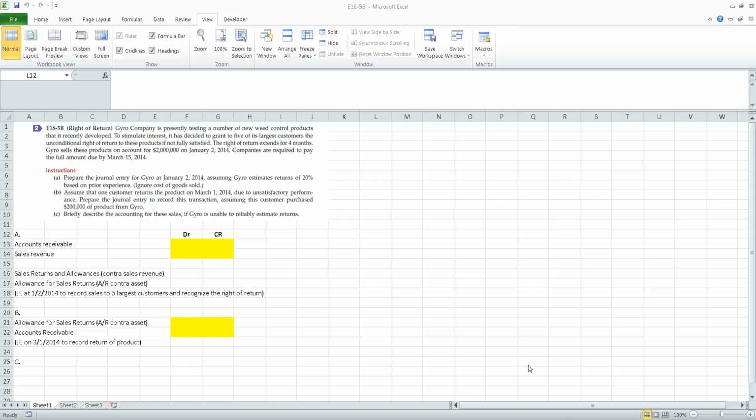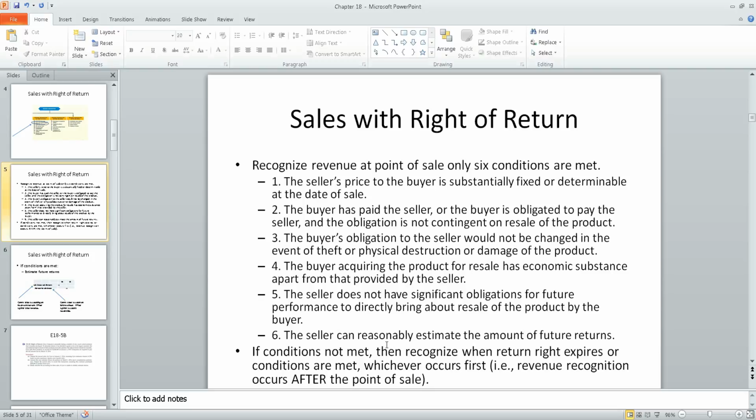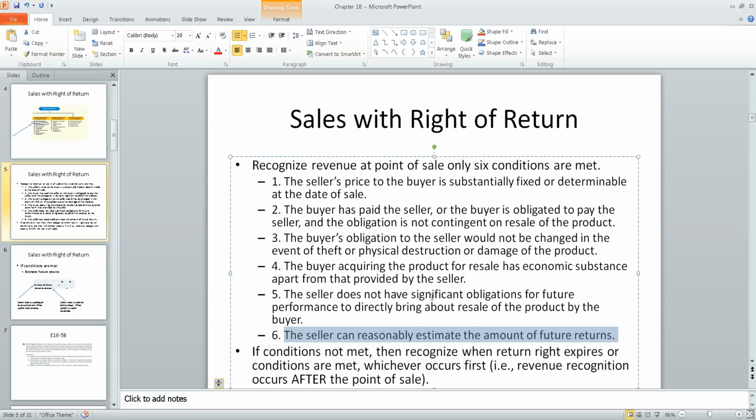So again, a sale with right of return. Let's briefly review what we talked about in class in terms of the circumstances in which it's appropriate to recognize sales at the time of sale, when that sale carries with it a right of return. So we mentioned in class there are 6 criteria here that have to be met. The biggest issue is this last one, whether or not the seller can reasonably estimate the amount of future returns, if usually these other conditions will be met.